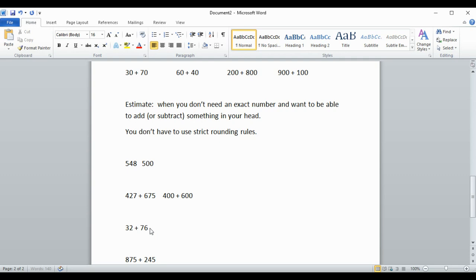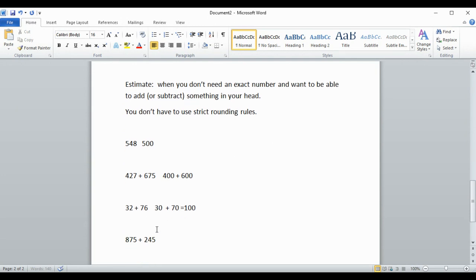So for this one, we'd look at that and say, 32 plus 76, I want to be able to add that in my head or estimate that amount in my head. And this is close to 30, and 76 is close to 70. And I know I can add 30 and 70 in my head, and I will end up with 100. If we were using strict rounding rules, we would round this to 80. But instead, I'm thinking compatible numbers and estimation.